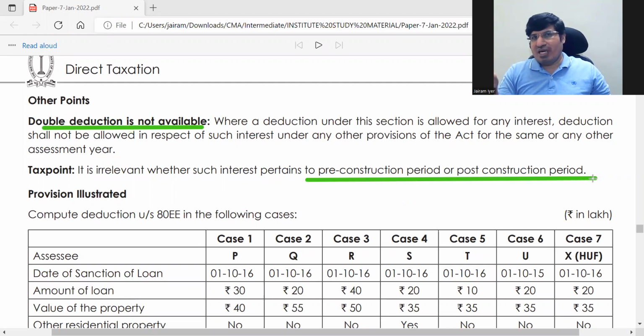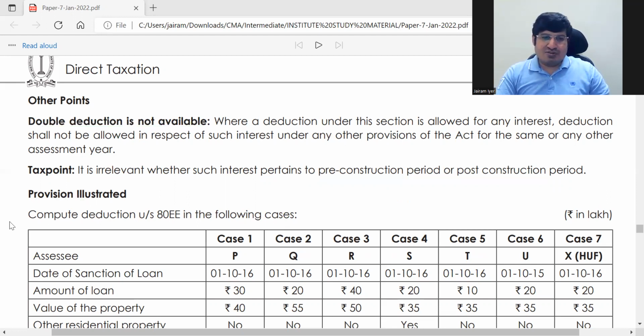Whatever interest you are paying once the loan is sanctioned, after that, whatever interest you are paying, that will be considered. So no pre-construction, post-construction problems here. We will see one illustration and this will be very clear for you. This is a comparatively small section.